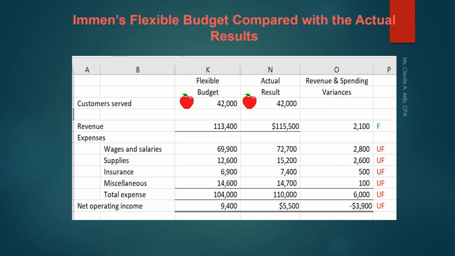Ano ang breakdown ng total revenue and spending variances natin? 2,100 favorable revenue variance, and you have 6,000 total spending variance na unfavorable. The breakdown ng 6,000 na total na unfavorable spending variance are wages 2,800 unfavorable, supplies 2,600 unfavorable, insurance 500 unfavorable, and miscellaneous expense of 100 unfavorable.